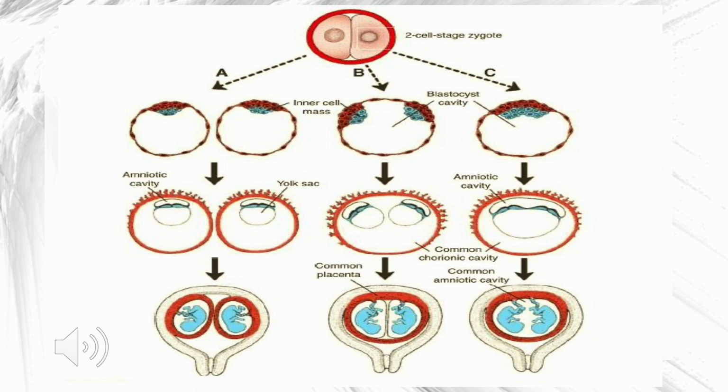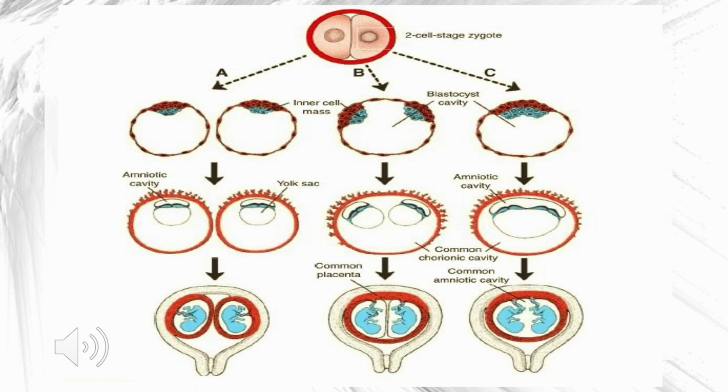Monozygotic twins develop from a single fertilized ovum. They result from splitting of the zygote at various stages of development. The earliest separation is believed to occur at the 2-cell stage. With splitting of the zygote at the early blastocyst stage, the inner cell mass splits into 2 separate groups of cells within the same blastocyst cavity.